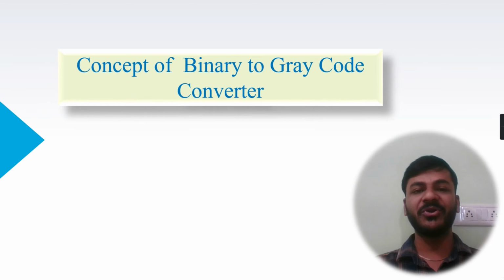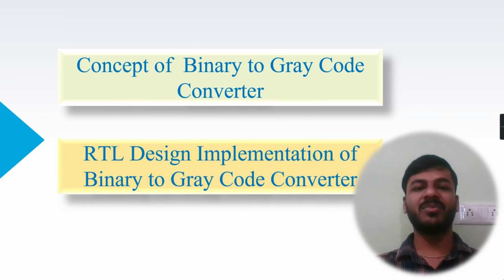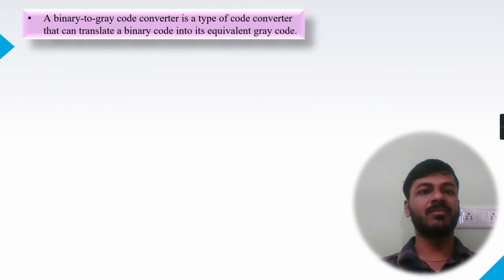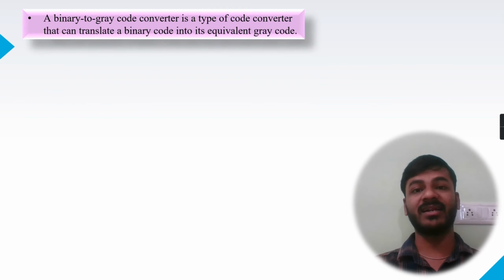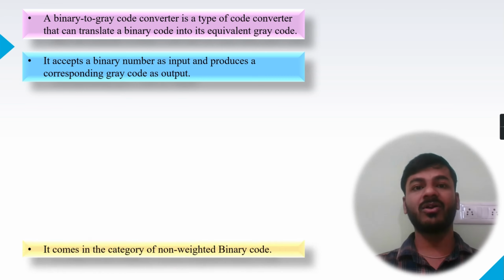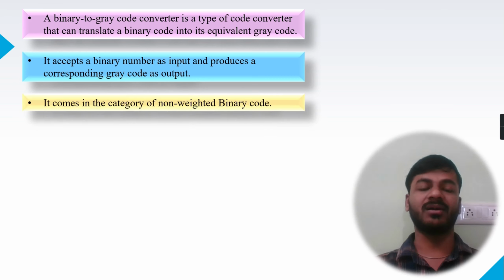So basically in today's video, we are going to discuss the concept of binary to gray code converter and the ideal design implementation of binary to gray code converter. If I talk about binary to gray code, it's a type of code converter that can translate a binary code into its equivalent gray code. Basically, it accepts the binary number or binary code and produces the corresponding gray code as an output.